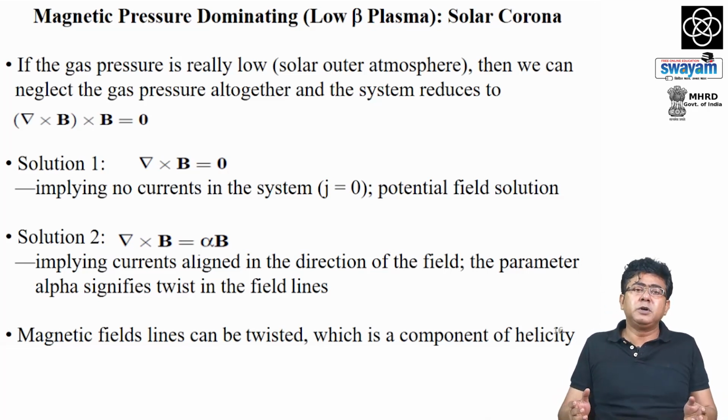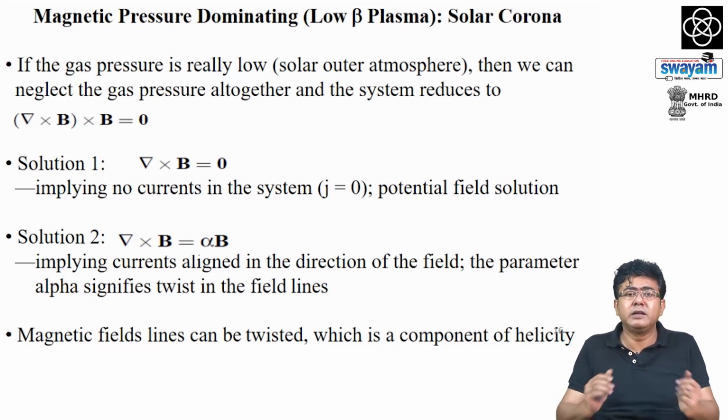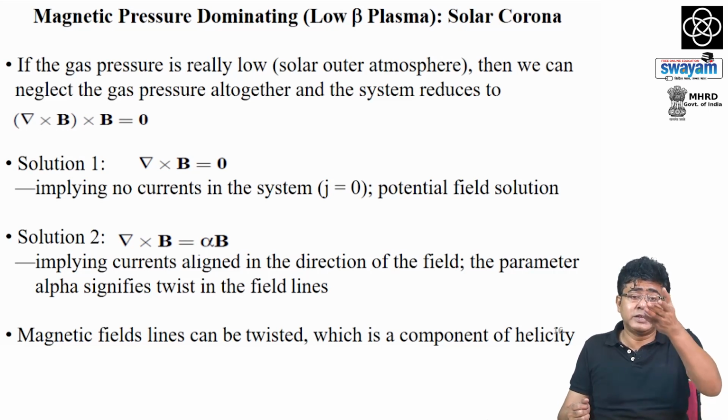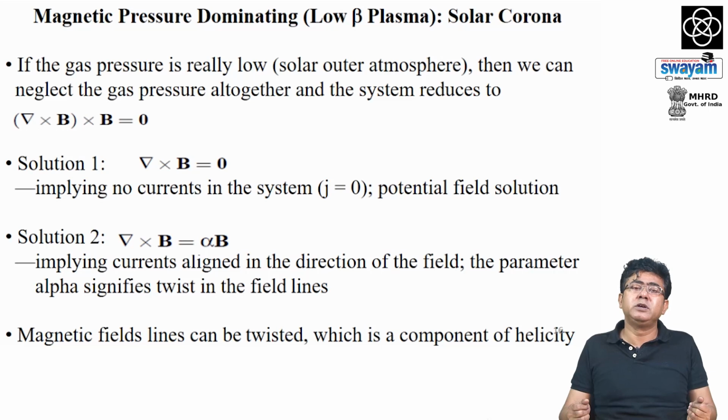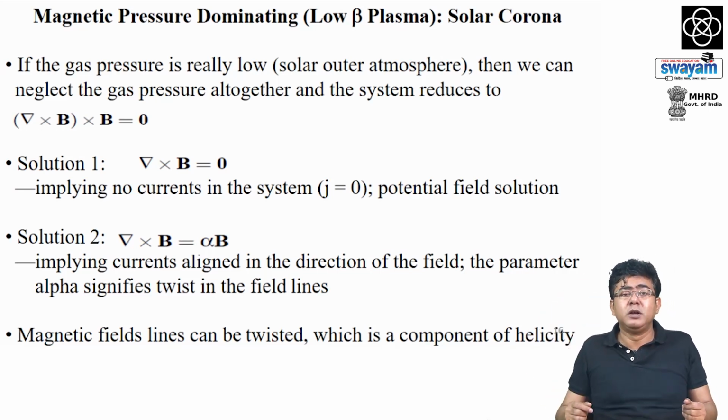The other possibility is that the curl of B is in the same direction as B. So, curl of B is equal to αB, where α is a scalar, right. This is a second possibility and this still satisfies curl of B cross B is equal to 0. And in this situation what this implies is there are currents, but these currents are aligned along the direction of the magnetic field. And in this case α, which is the scalar parameter in this equation, can be shown to be related to the twist of the magnetic field lines. As the magnetic field line is moving along the flux tube, if it is twisted, then it will have a non-zero or finite value of α.